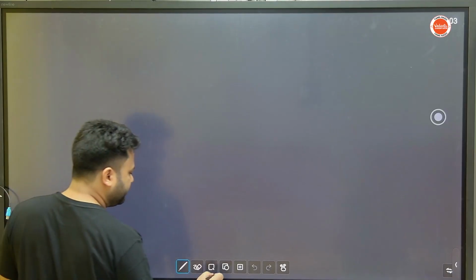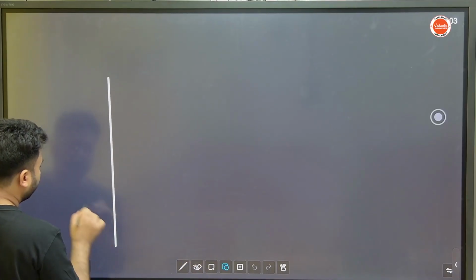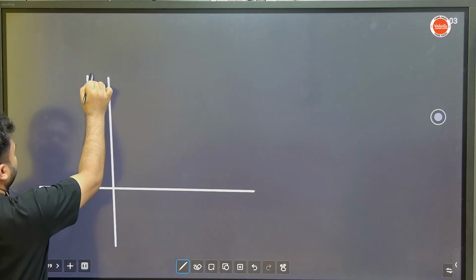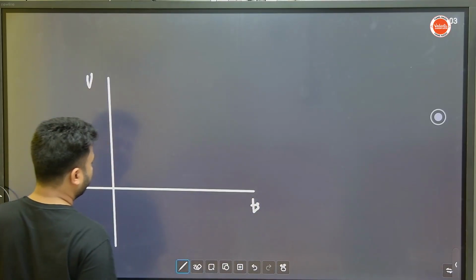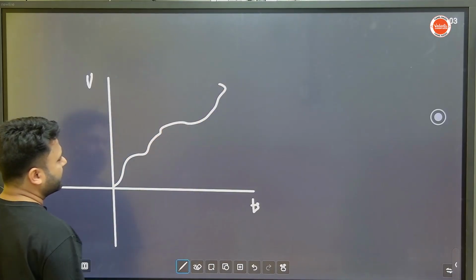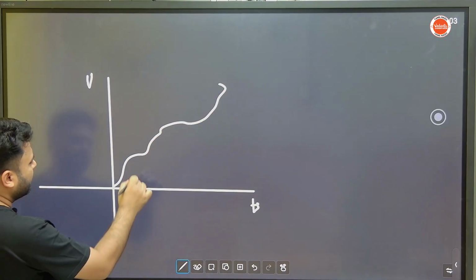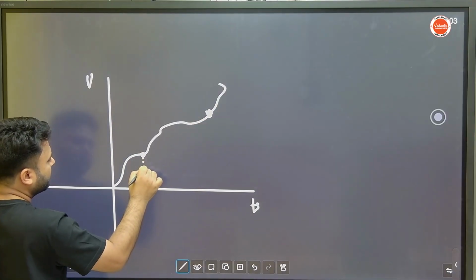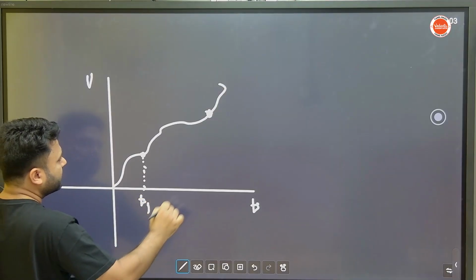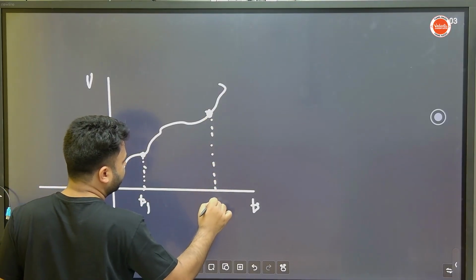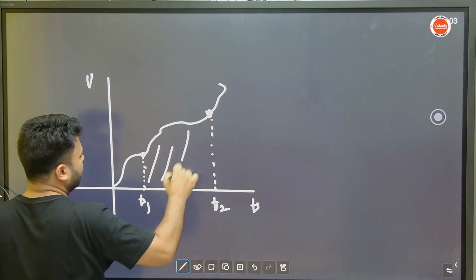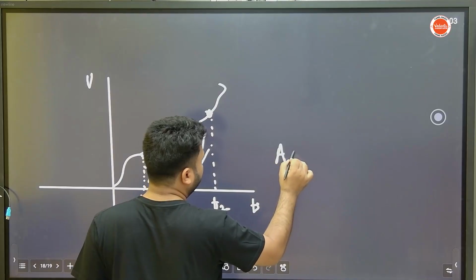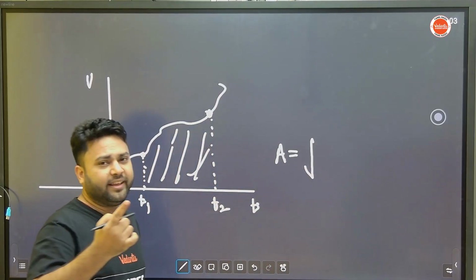Similarly, if someone asks, see, the pattern is very important. This is a V, T graph, and they have given a graph like this. They are asking that from this point to this point, what is the area under the graph? Suppose this is T1, this is T2. What is the area under the graph? So how will you write? See the pattern. So area will be integration of y dx.